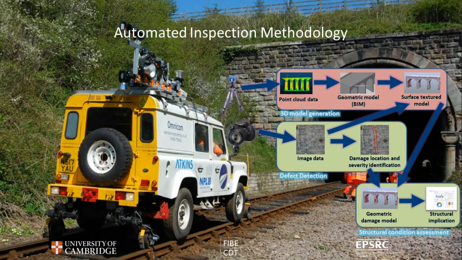So this summarizes the workflow that we're working on in order to get from a structure to a geometric and visual model of the structure using these vehicle-mounted sensors which already exist. And then the work we're focusing on is the green bit of this, which is going from the image data, working out where the defects are in those images, and then working out what the result of having those defects is in terms of the structural implication.